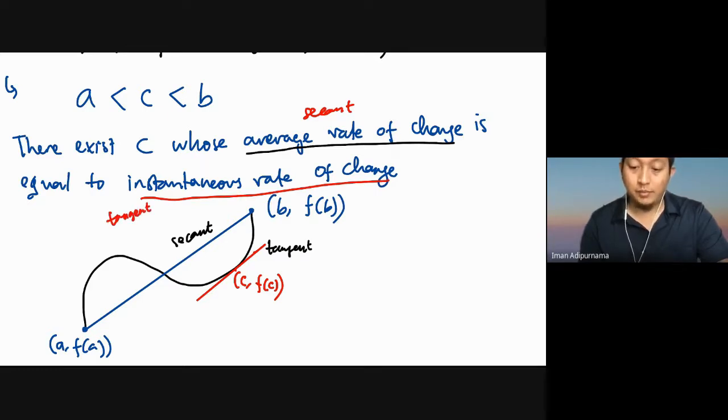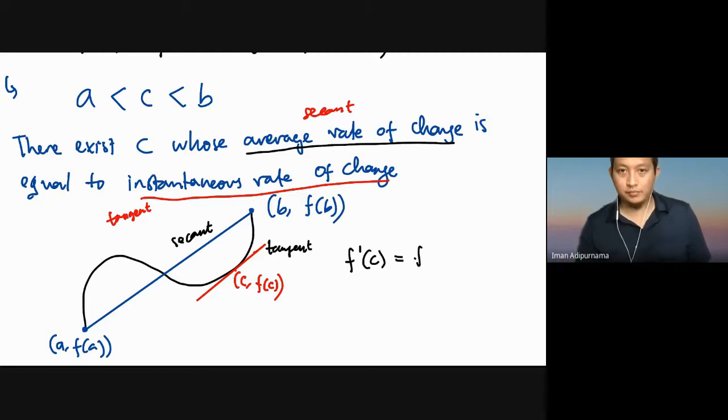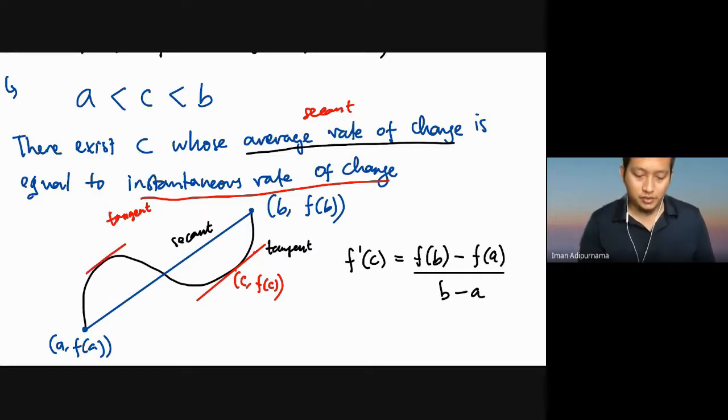And the mean value theorem is saying that f prime c, the tangent at c, will be equal to f of b minus f of a divided by b minus a. Or maybe here also another c, right? This is also possible for the c, right? We have two there.